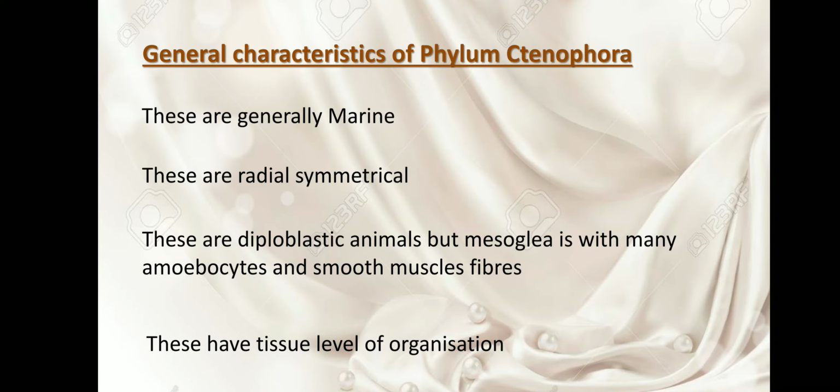Now let's talk about the features. These are generally marine animals, salty water animals. These are radially symmetrical, meaning the body can be cut into two equal parts through many planes. These are diploblastic, meaning only two germ layers are present, ectoderm and endoderm, and in between these a jelly-like layer is present, which is called mesoglea. And this mesoglea has amoebocytes and smooth muscle fiber cells. Next, these have a tissue level of organization.